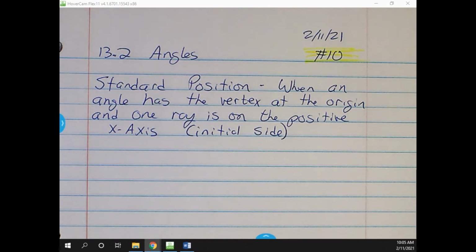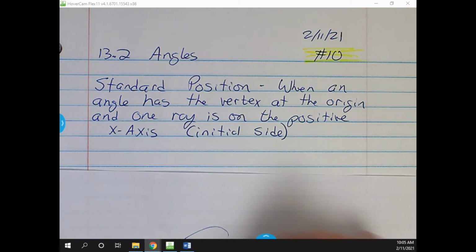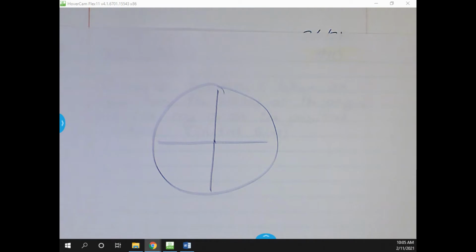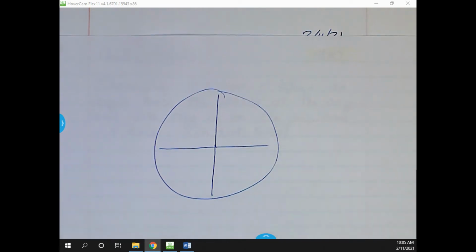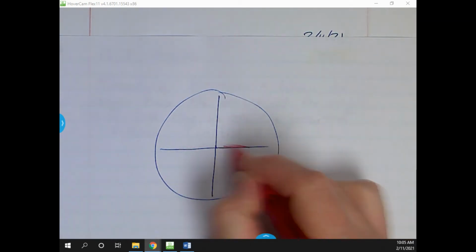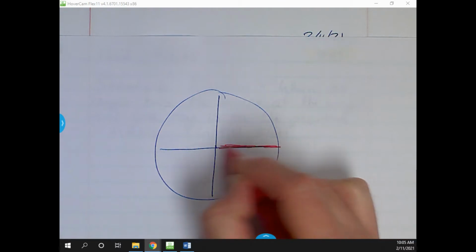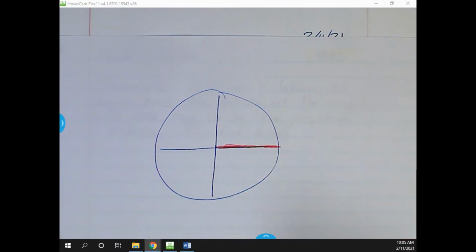If you go back to what we were doing with the unit circle yesterday, when we were working through everything, we had everything on the unit circle. We were saying that when we went over here to the right side of it, that was 0, 0. And that's basically what we're doing for this part of it. For the initial side, it's always going to be this piece that goes from here to here. Okay, so that's always going to be the initial side.